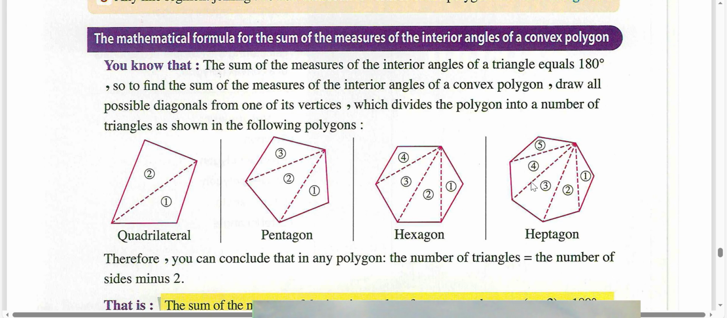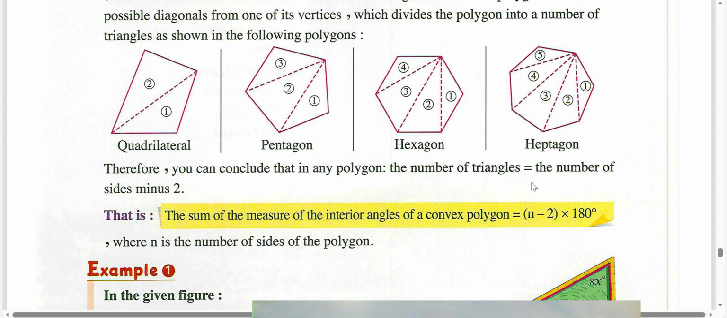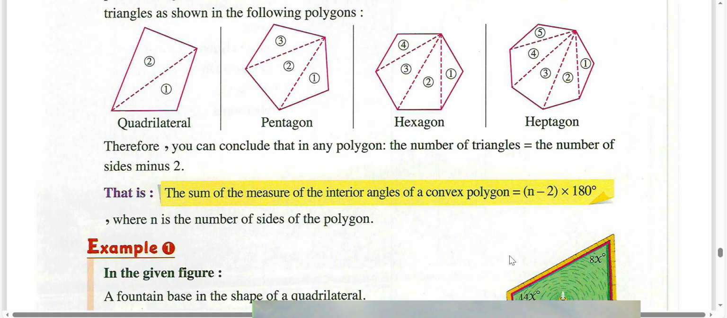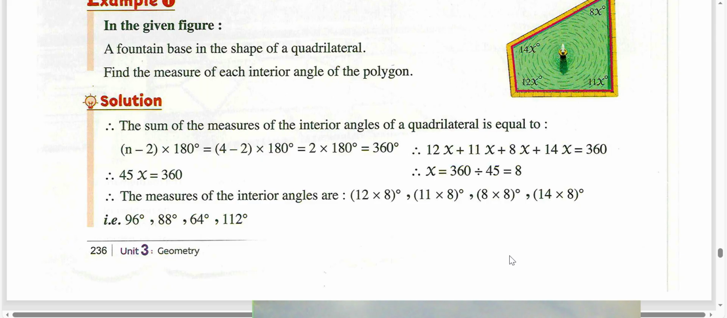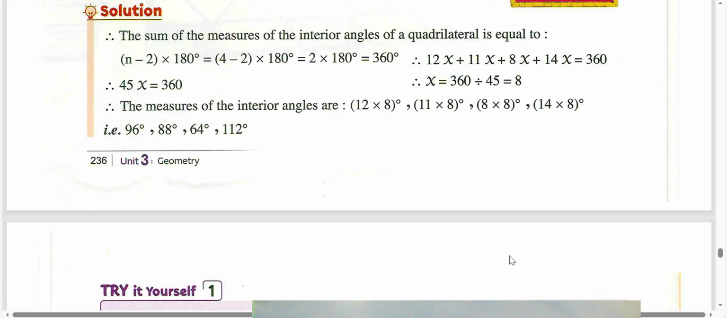Now we explain the mathematical formula for the sum of the interior angles of the polygon. We can use the rule (n minus 2) times 180, where n is the number of sides. If we have 6 sides, then the sum of interior angles equals (6 minus 2) times 180, equals 4 times 180, equals 720. And if we have 3 sides, then the sum of interior angles equals 180.